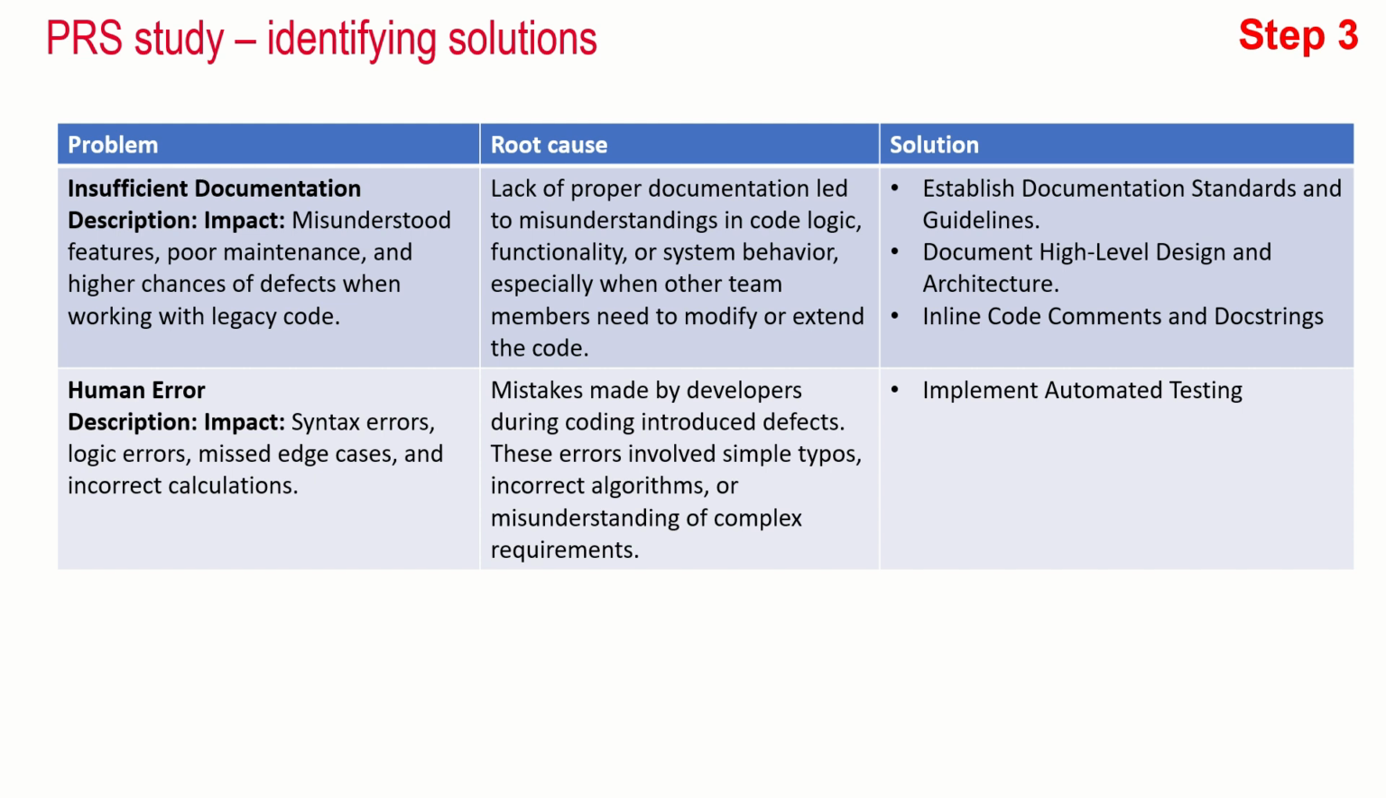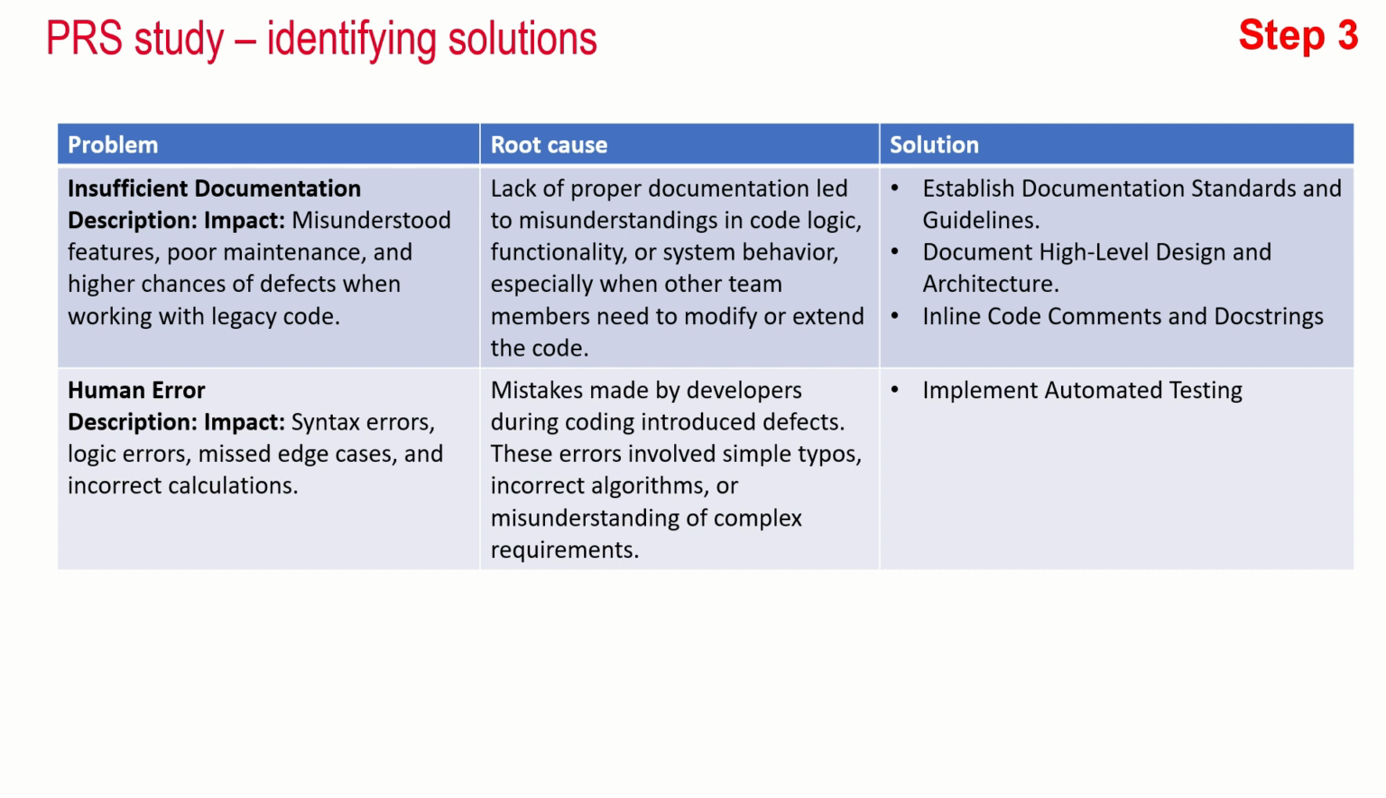Moving on to the next two problem areas, one of them was insufficient documentation, and the impact is the programmer will misunderstand the features, there will be poor maintenance and higher chances of defects when working with the legacy code. So the root cause was lack of or poor documentation led to misunderstanding in code logic, functionality, or system behavior, especially when other team members need to modify or extend the code. The solution to this is establish the documentation standards and guidelines, document the high-level design and the architecture.